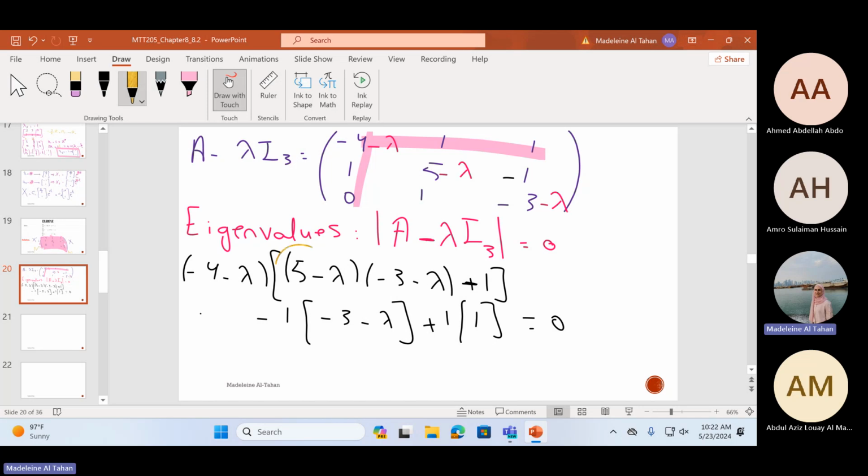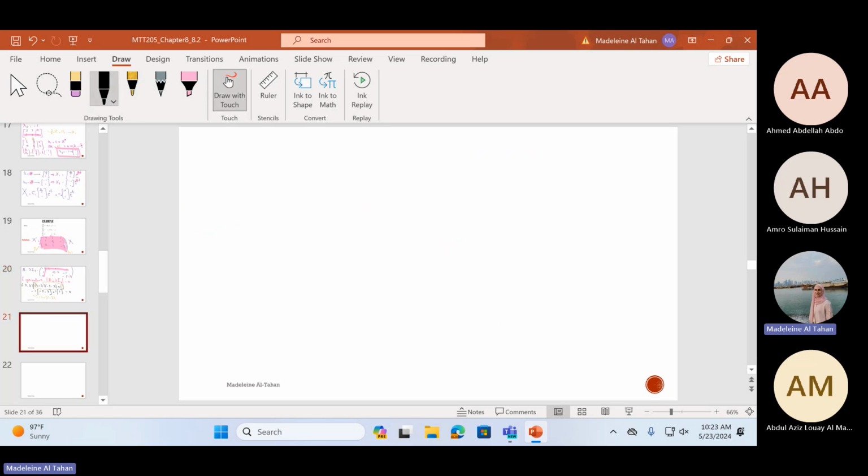We will evaluate this one first. 5 times negative 3, negative 15, plus 1, negative 14. Here we have plus lambda squared minus 5 lambda minus 3 lambda, that is negative 8 lambda. Okay? Did all of you get it this way, Miss? What will we get now? Let's write it. Negative 4 minus lambda times lambda squared minus 8 lambda minus 14.